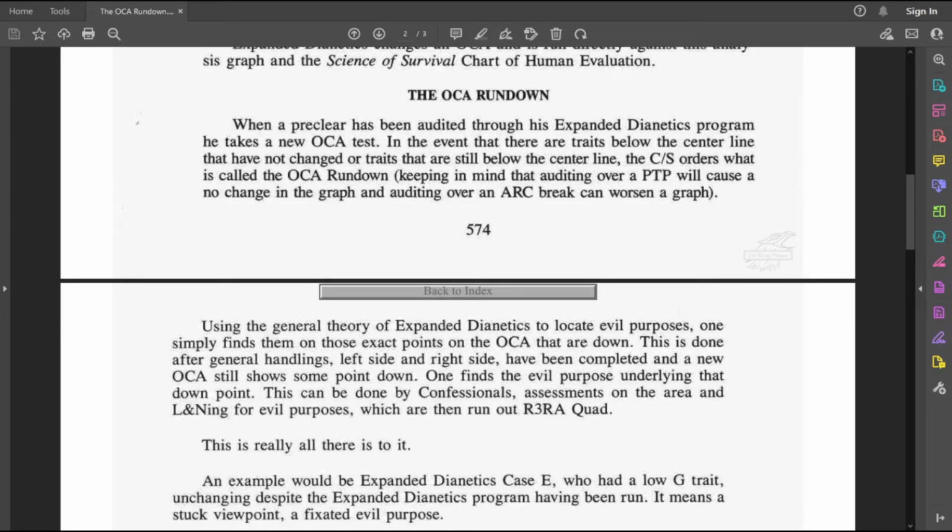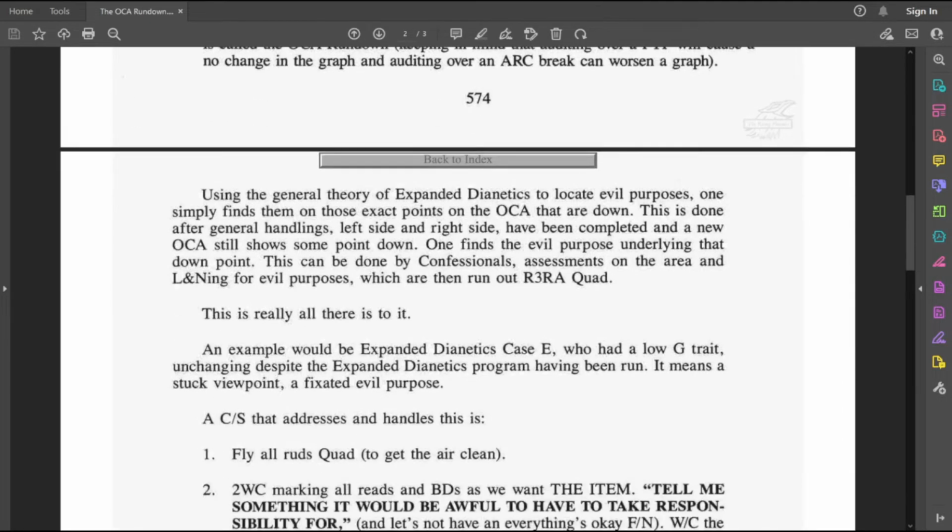Using the general theory of Expanded Dianetics to locate evil purposes, one simply finds them on those exact points on the OCA that are down. This is done after general handlings, left side and right side have been completed, and a new OCA still shows some point down. One finds the evil purpose underlying that down point. This can be done by confessionals, aka security checks, assessments on the area, and L and Nning for evil purposes. That stands for listing and nulling, which we'll learn more about later.